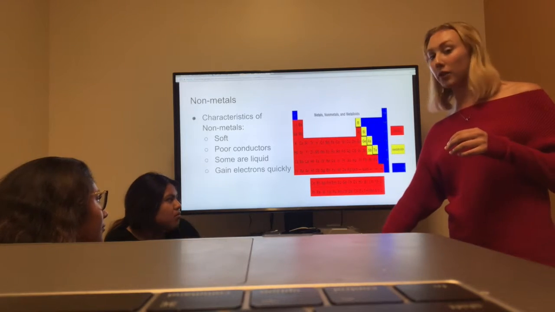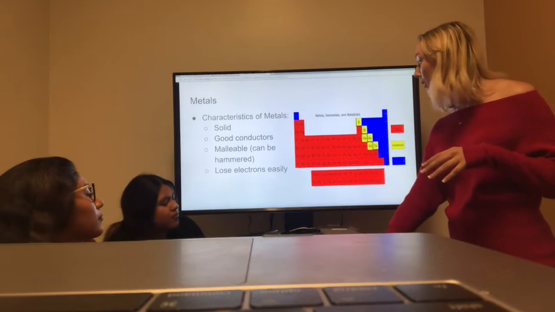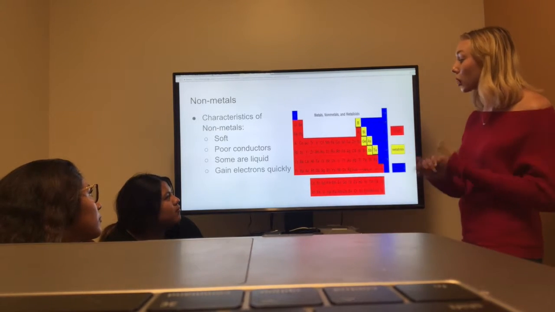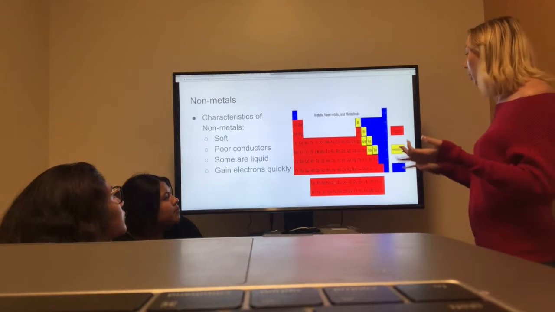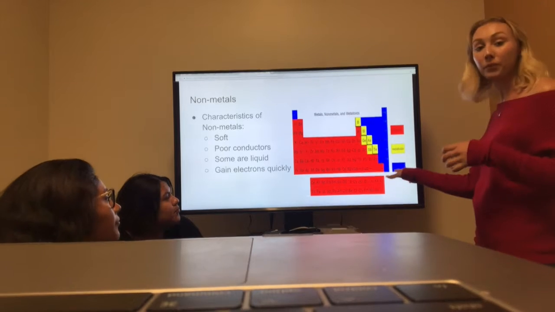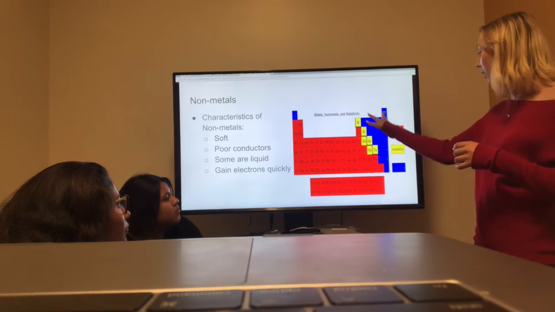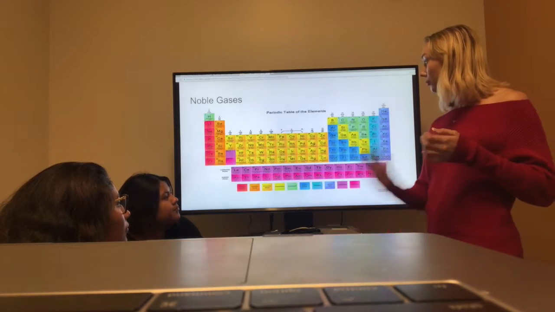So if we go back to the previous slide, we can see their exact opposite. So metals are solid, good conductors, malleable, and they lose electrons. Again, nonmetals are soft, poor conductors. Some are liquid, and they gain electrons quickly. So they are the blue section, the nonmetals. So we have hydrogen over here, helium, and then all the other elements that are nonmetals.